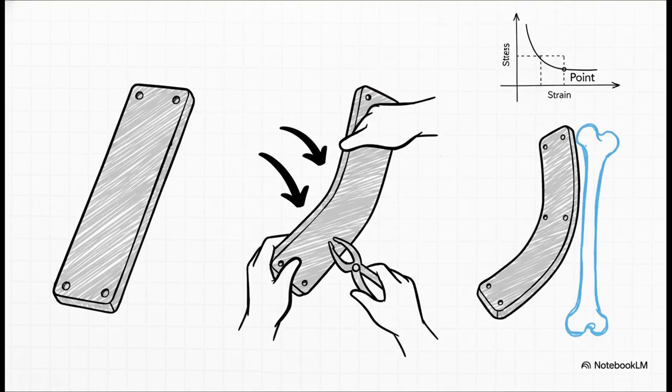This irreversible change is what we call plastic deformation. The material is now permanently bent or stretched. Now that might sound like damage, and in a way it is, but in surgery we actually use this to our advantage. When a surgeon contours a metal plate to match the curve of a bone, what they're doing is intentionally pushing that metal past its yield point into the plastic zone, so it takes on a new, permanent shape that's perfect for the patient.